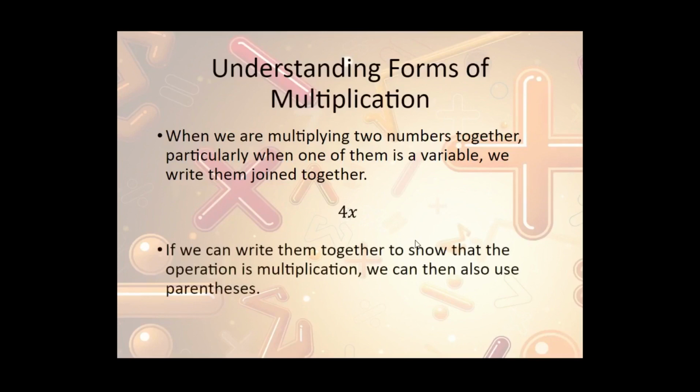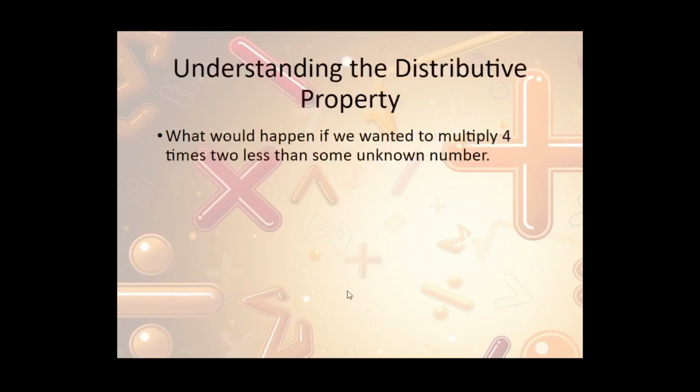We can also use parentheses to do this. So we can write 4 and then parentheses x. They mean exactly the same thing. They're just giving indication of multiplication. So, distributive property. What would happen if we wanted to multiply 4 times 2 less than some unknown number? So instead of just being 4 times x, we want it to be 4 times some grouping of a number. So in this case, x minus 2. So we write it just like this, 4 times x minus 2.